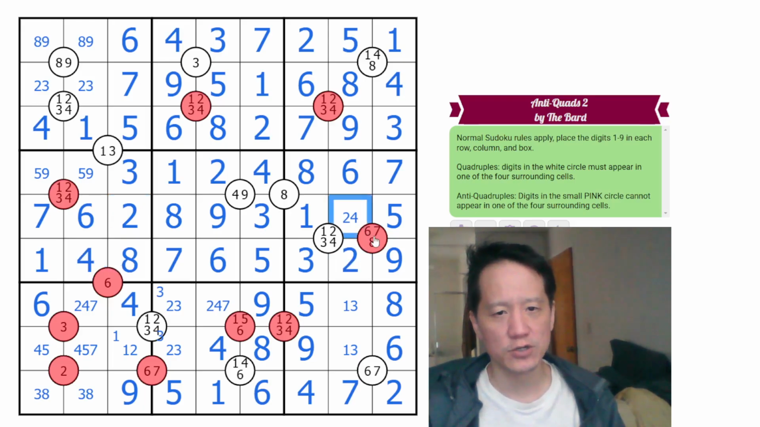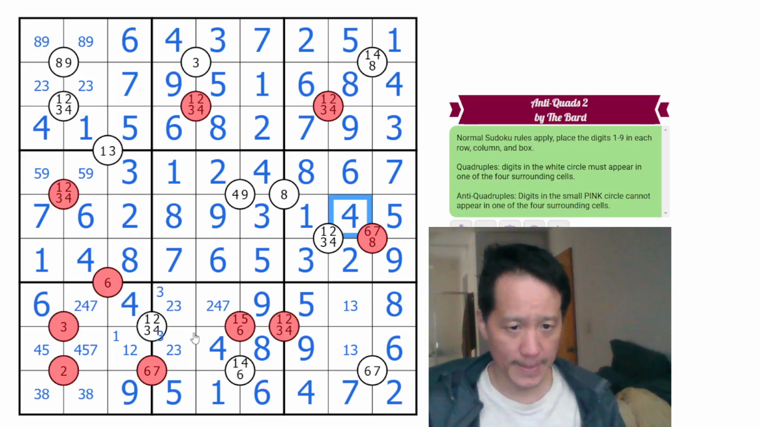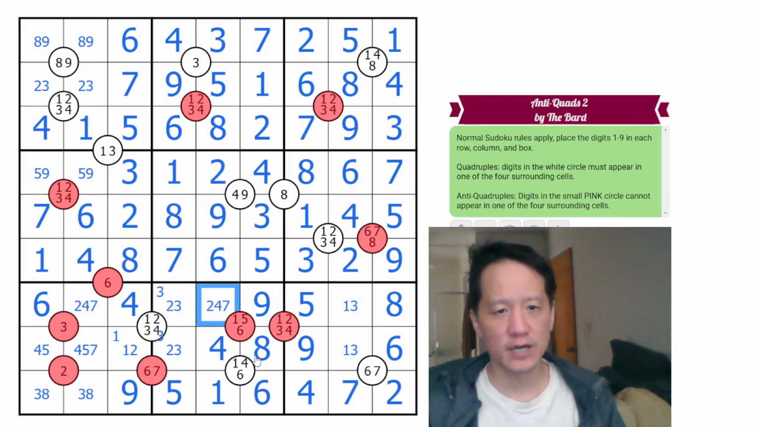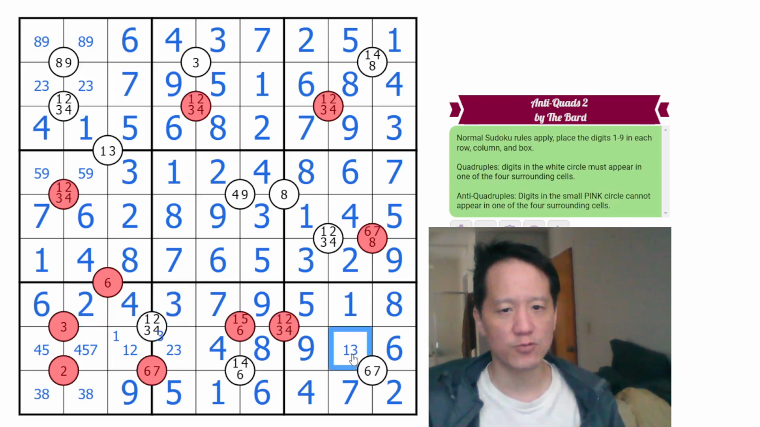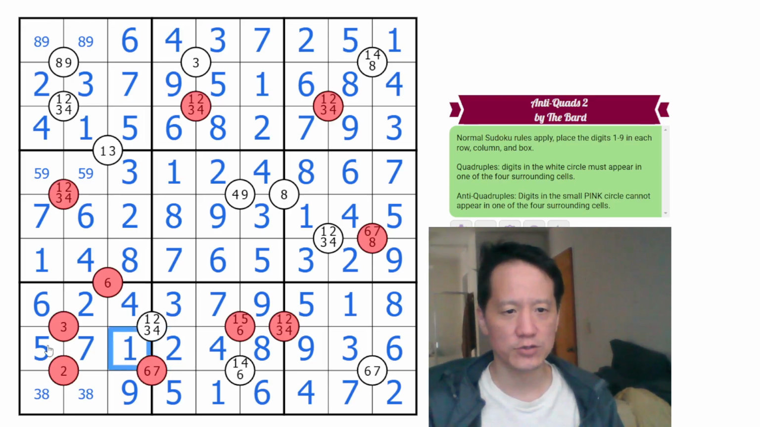This is all normal Sudoku. This is a 4. This has to be a 7, because that's the only digit remaining. This can't be 7 or 4, so this is a 2, which makes that 3, which makes that 1, which makes that 3. This can't be 2, so this is 3, which makes that 2. This can't be 4, so this is 5. That has to be 7. This has to be 2, and this has to be 1 by normal Sudoku.